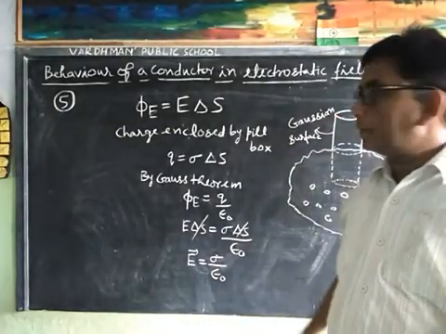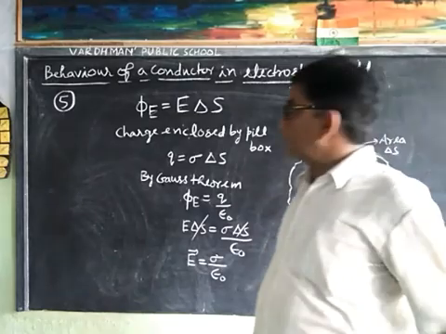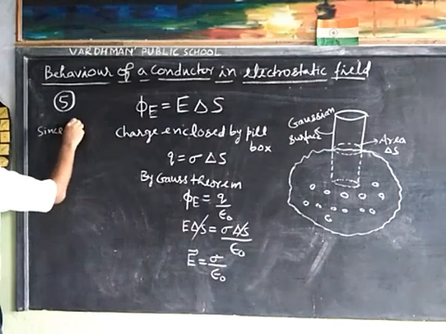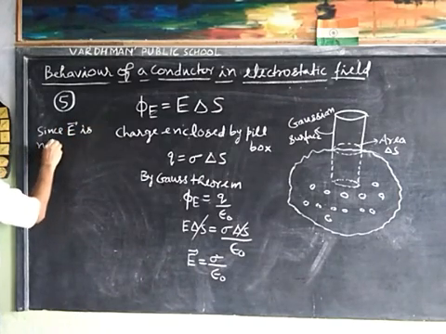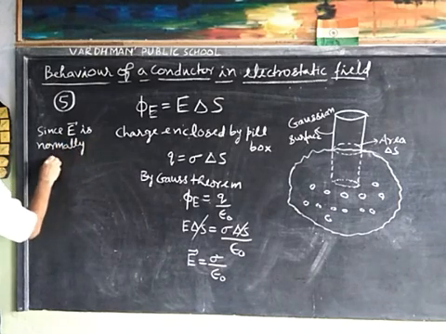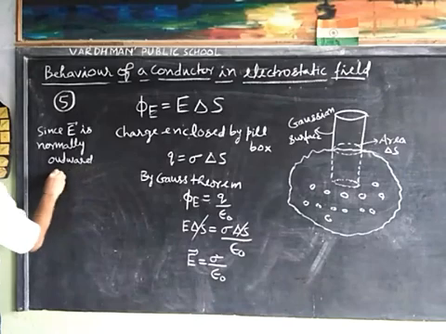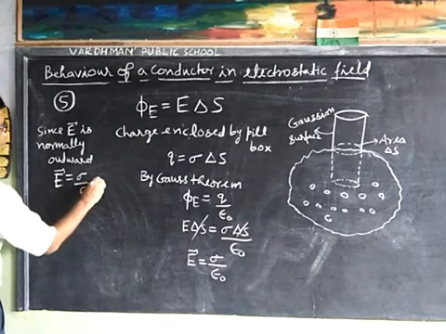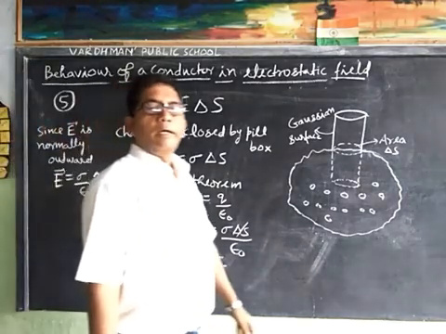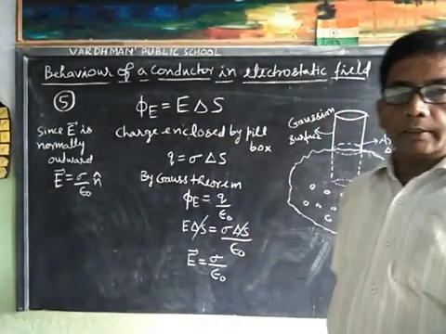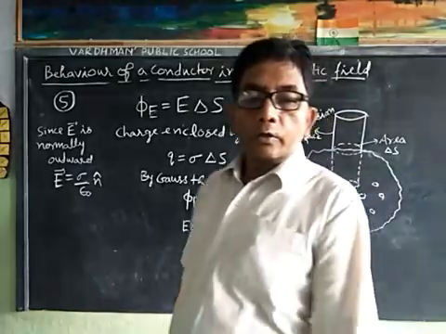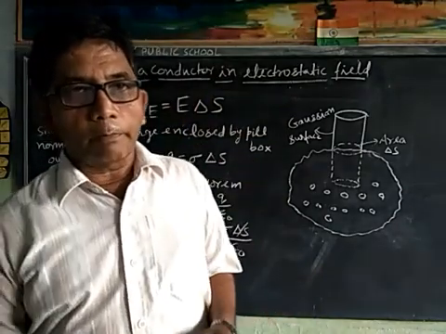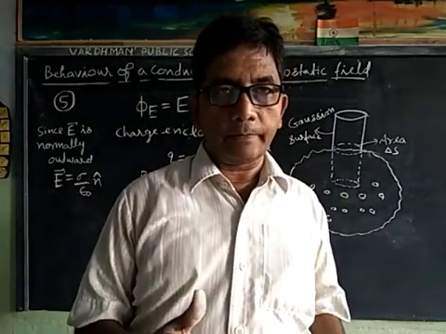Since electric field E is normally outward, therefore E is equal to sigma upon epsilon naught times unit vector n, where n is a unit vector normal to the surface in the outer direction. Thank you.